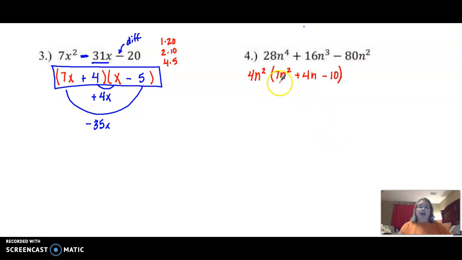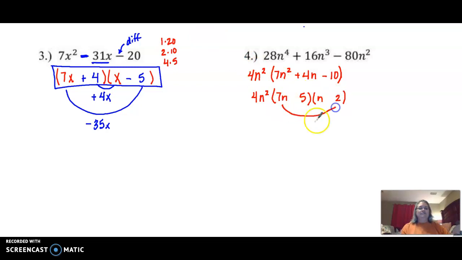Now, I don't stop there. I try to factor this and see if it factors any further. And don't lose your 4n squared that you pulled out to the front. Keep it with it. Now we're going to have a 7n, and we're going to have an n. And now my factors of 10, I'm back to, I need it to be a 4, so I need to play around with my factors. I'm going to put a 5 here and a 10 here. Sorry, not a 10. A 5 and a 2.